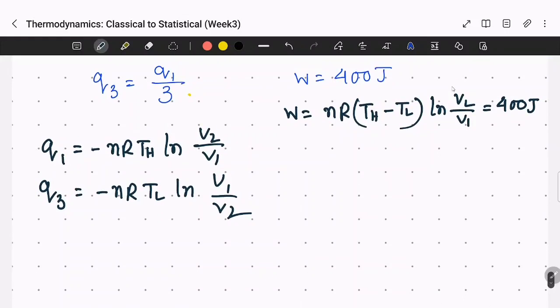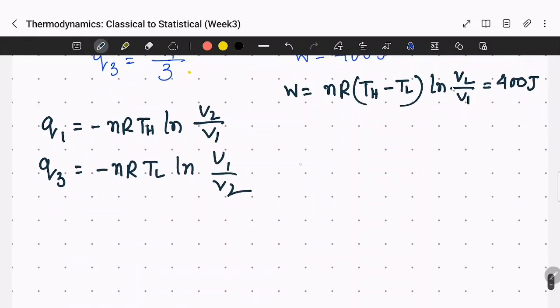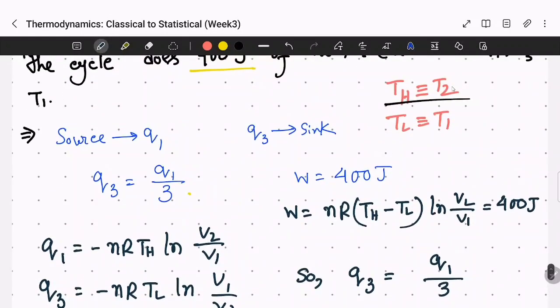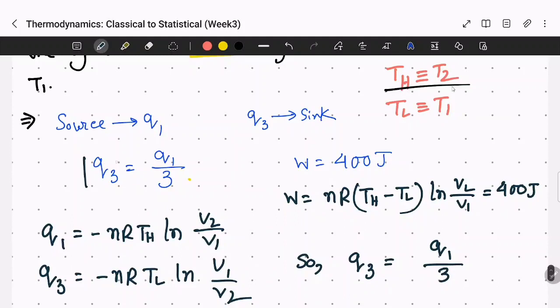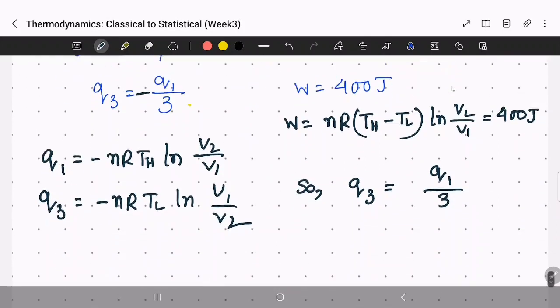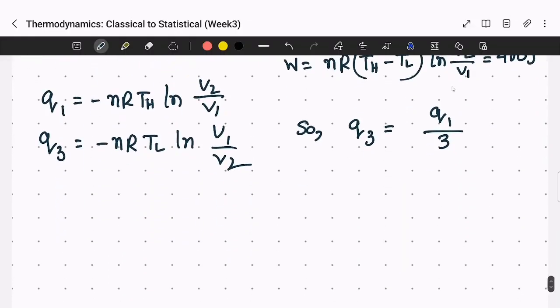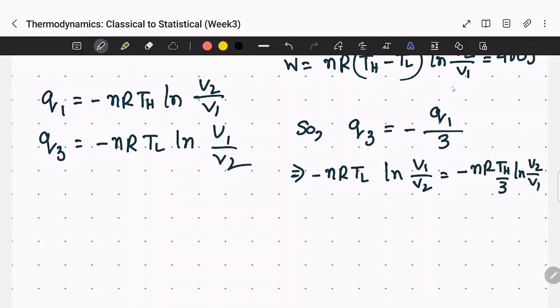Okay, so Q3 is Q1 by 3. And you have to understand these are the mod values. We are not taking the direction. If you consider it, then there will be a minus sign because Q3 amount of heat is going to the sink. So if you put it, it will be minus nR TL ln(V1 by V2) equals minus nR TH by 3 ln(V2 by V1).